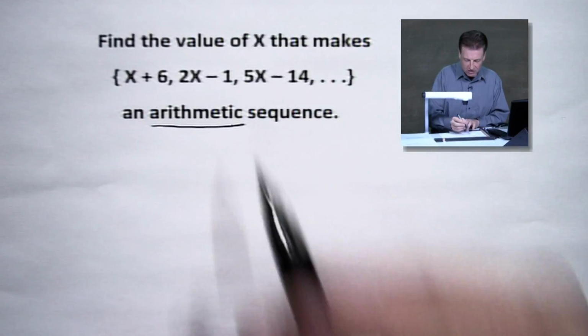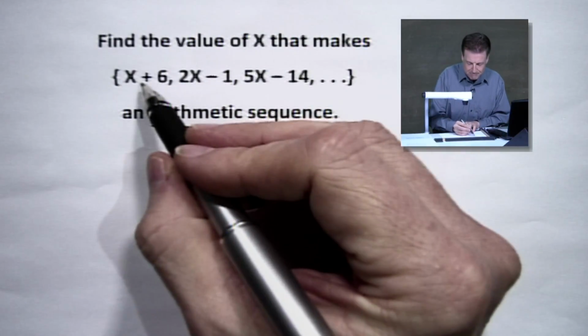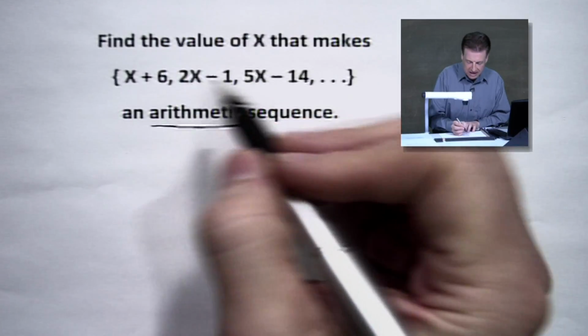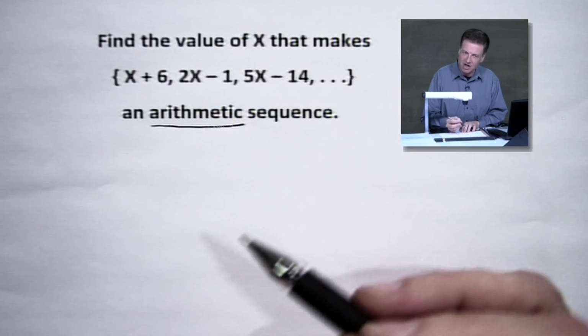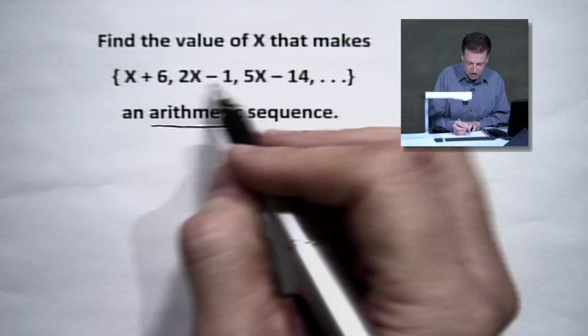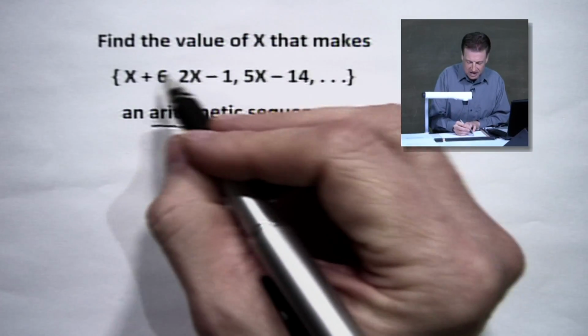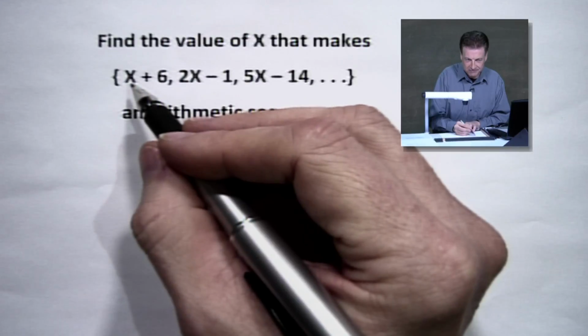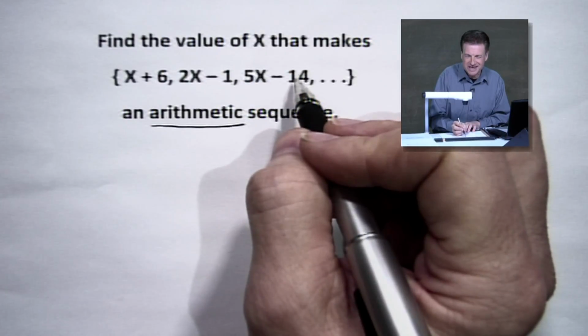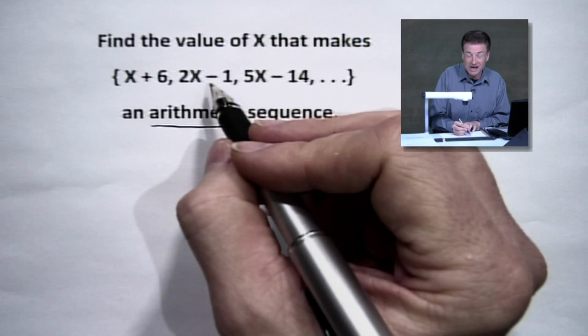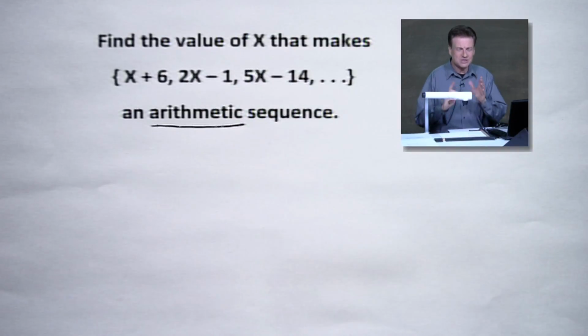But you know what we do know? That if we subtract this term minus this term, it's going to equal this term minus the middle term. Now that all makes sense. In other words, take the second term, that 2x minus 1, subtract that x plus 6 from it, and set it equal to this guy over here, 5x minus 14. We're going to subtract that 2x minus 1. Sound complicated? Let's write it down, all right?